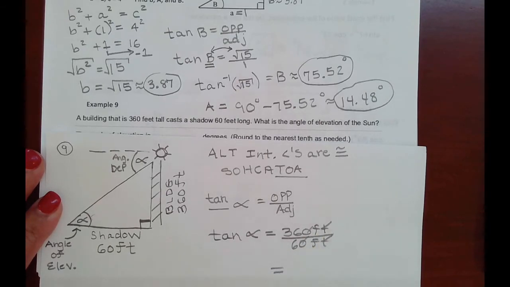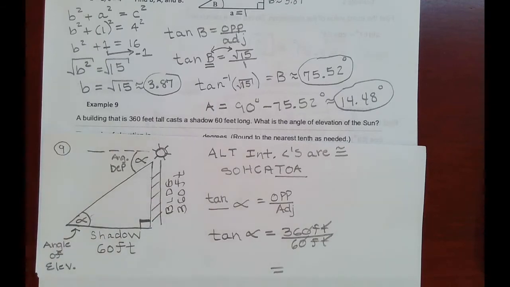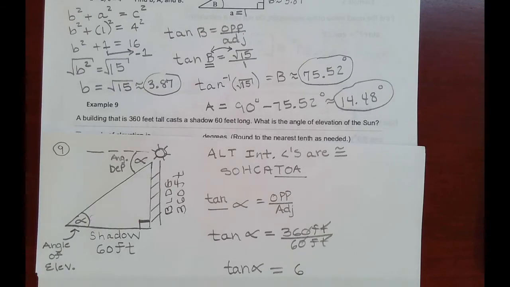Okay, so 36 divided by 6 is going to be 6. Now we're going to go to our calculator in order to figure out what the actual angle is.